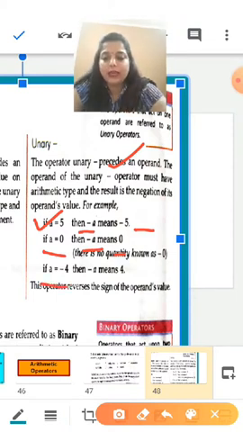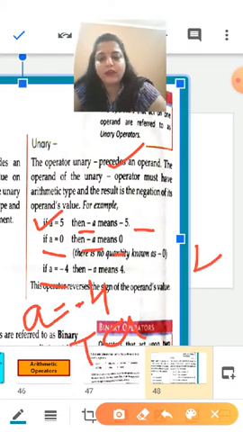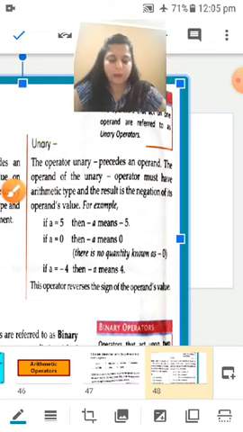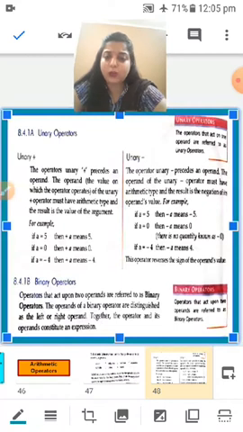Now a equal to minus 4, so a is already minus 4, and if you are giving minus a, this minus and this minus cancel each other and it gives you a positive result. So this is just an example of a unary operator. We are going to use it in our programming, and with these programs we are going to discuss more and more about the operators.